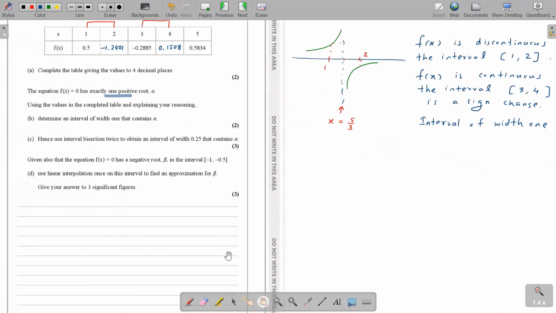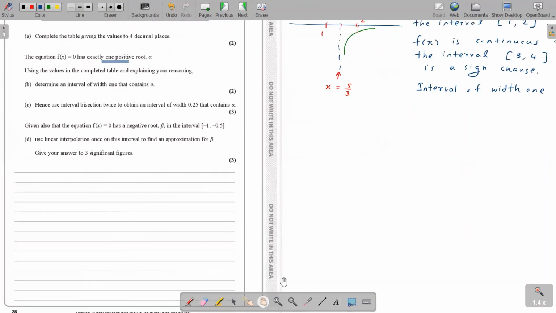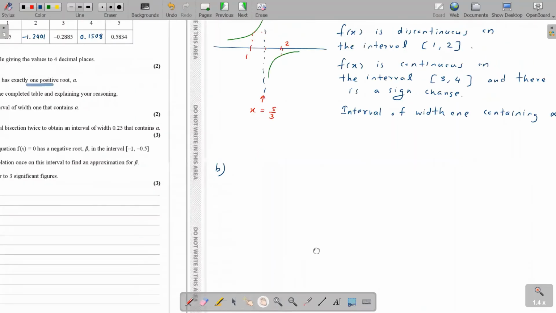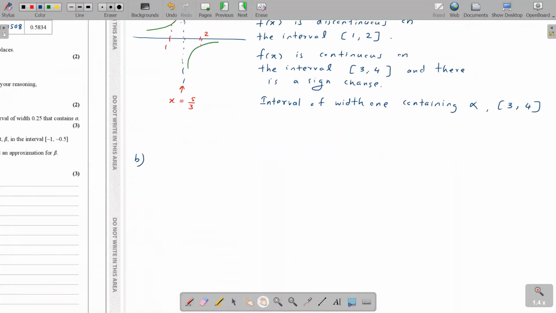Okay, then the next one. They say hence use interval bisection twice. They want us to use interval bisection twice to obtain an interval of width 0.25 that contains alpha. Shall we use interval bisection twice? Okay, so the first interval is 3, 4. So let's bisect the interval. So when you bisect once, what is the interval?